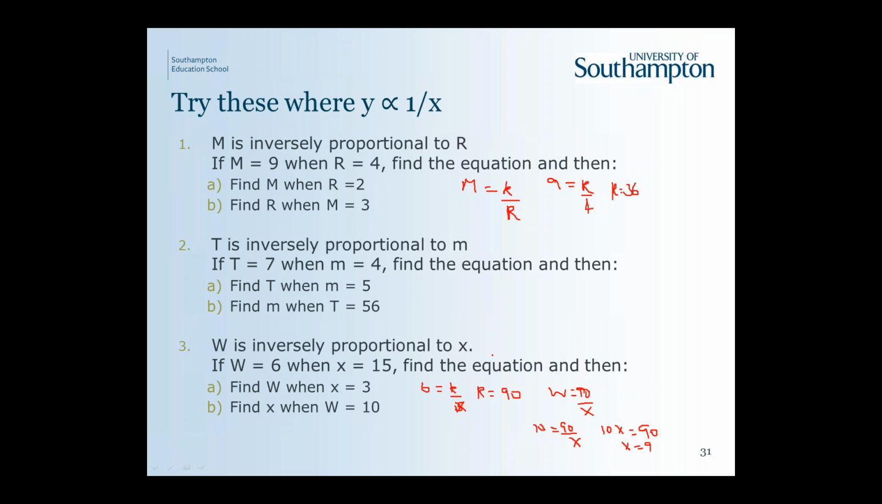Let me just go back and check what Matt said here, because I just assumed it would be right. So 7 is K over 4, so K is 28, so T is 28 over N. If we just check that, 28 divided by 5 is T, that's fine. And then 28 over 56, yep, is a half. So that's where you've got to be careful. Oh, goodness me. You've got to rearrange that. So the M is 28 over 56.